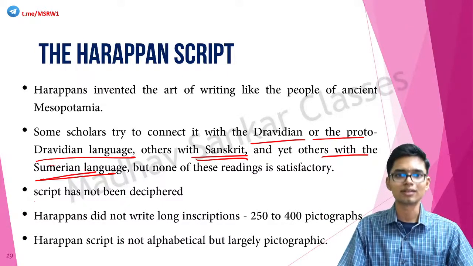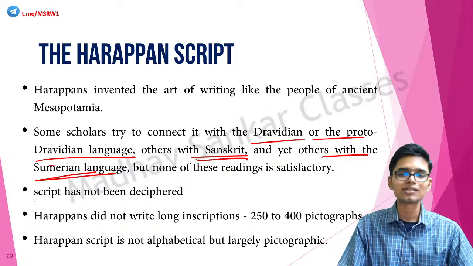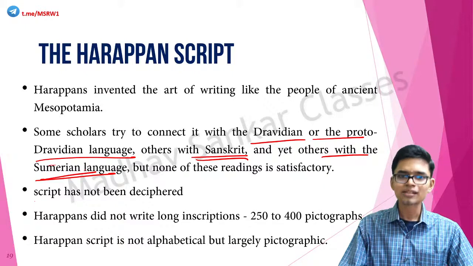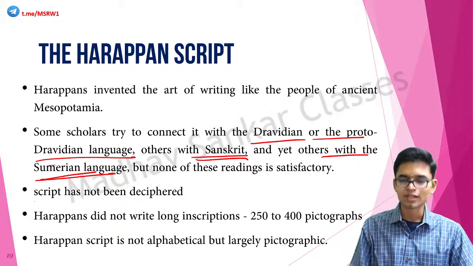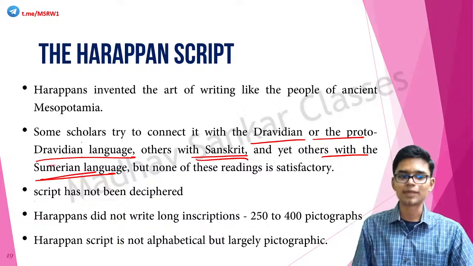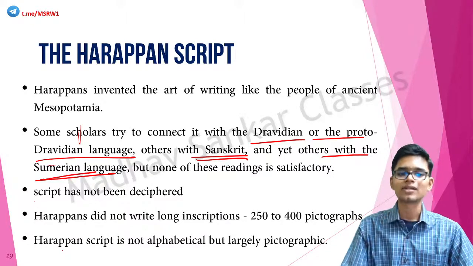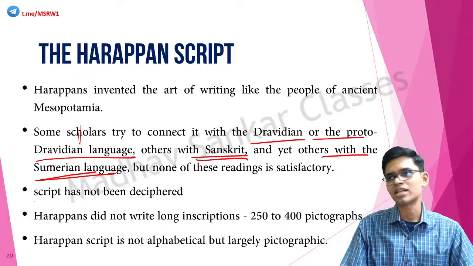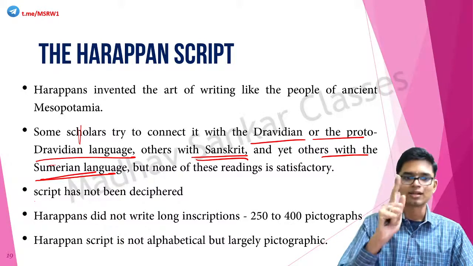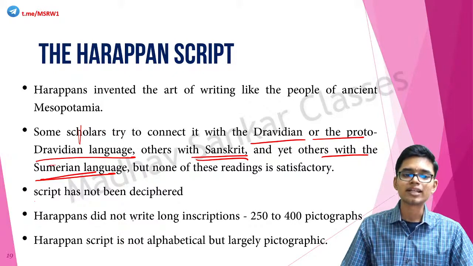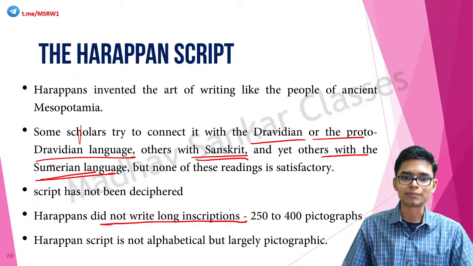All these theories are inconclusive because even now Harappan script is yet to be deciphered. The script has not so far been deciphered. We have deciphered Ashokan inscriptions, we have deciphered Mesopotamian script, Egyptian script, etc., but not Harappan script. Why is it so difficult to decipher Harappan script? Plenty of reasons. Most important one, Harappans did not write long inscriptions.